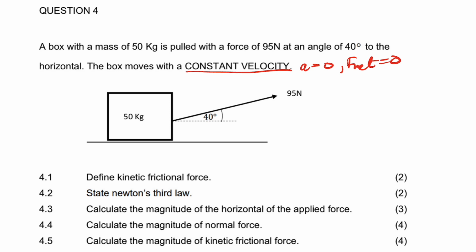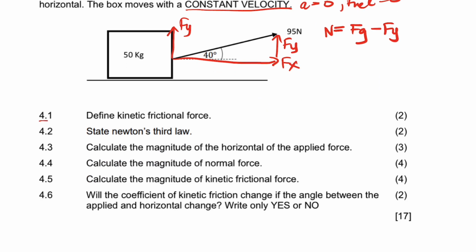Now if you look at this object, it's pulled at an angle. If it's pulled at an angle, you have a horizontal component, which is Fx, and then you have a y component, which is Fy. You can draw it like that as well. Now what is important, when an object is pulled at an angle, the normal force is not equal to gravitational force only. It's equal to gravitational force minus the vertical component, which is the Fy.